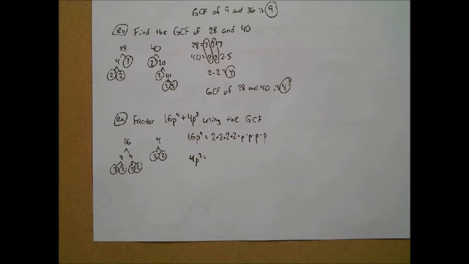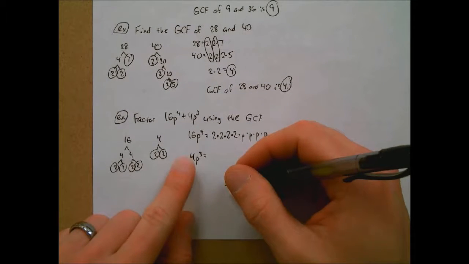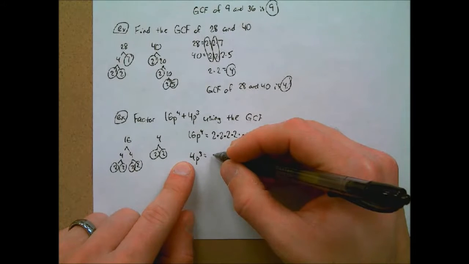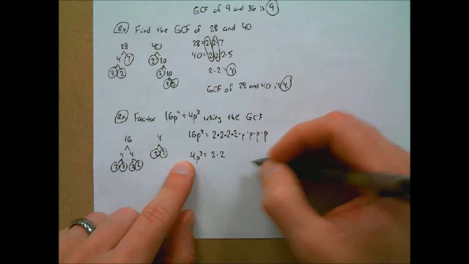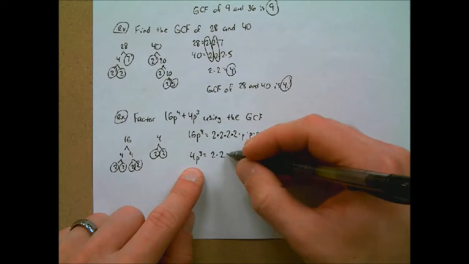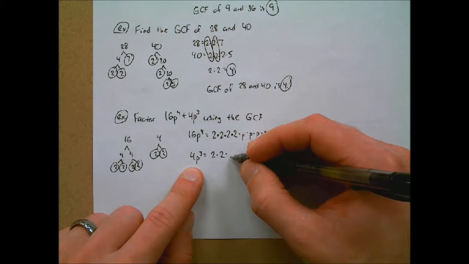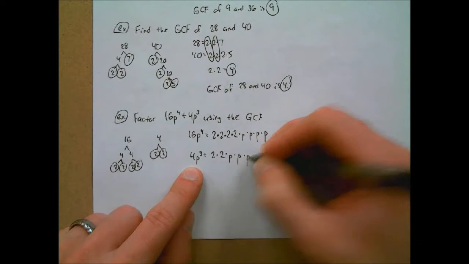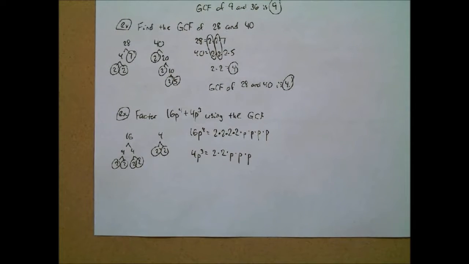What about 4p cubed? 4 will be what? 2 times 2, right? And then p cubed is going to be times what? How many p's are in p cubed? 3. So p times p times p. Okay, so far so good?